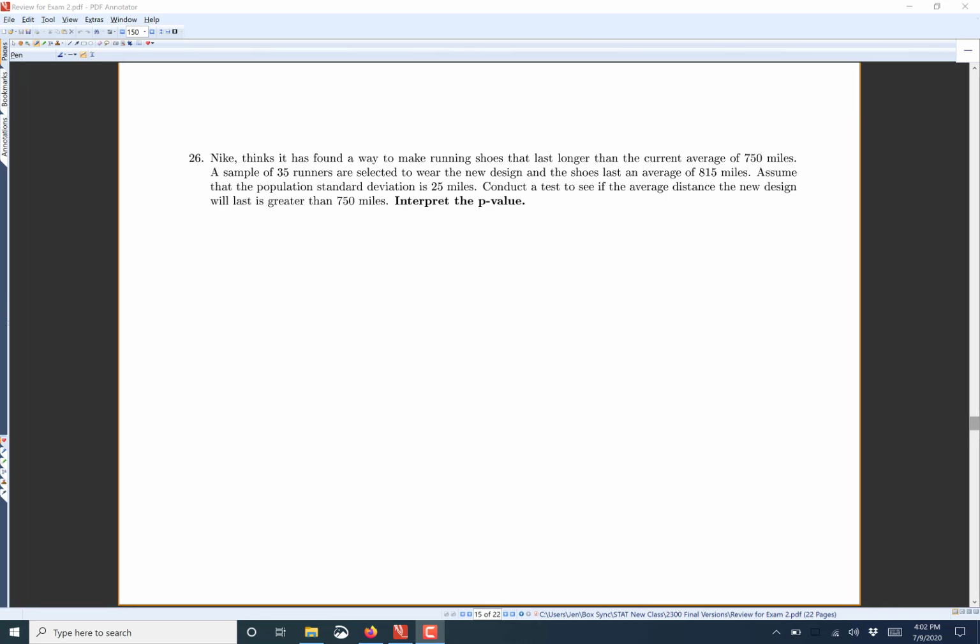So Nike thinks it has found a way to make running shoes last longer than the current average of 750 miles. So they think they're going to do something with the current average of 750. I'm betting that will probably be our null, or the status quo. Let's keep going. A sample size of 35.